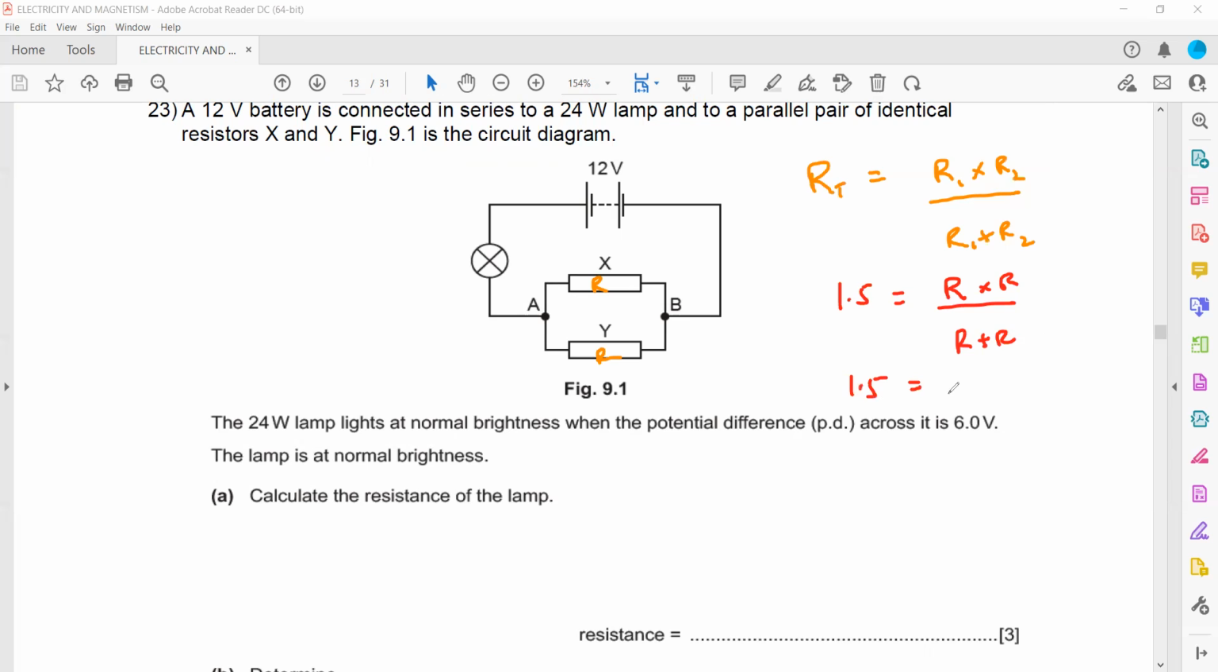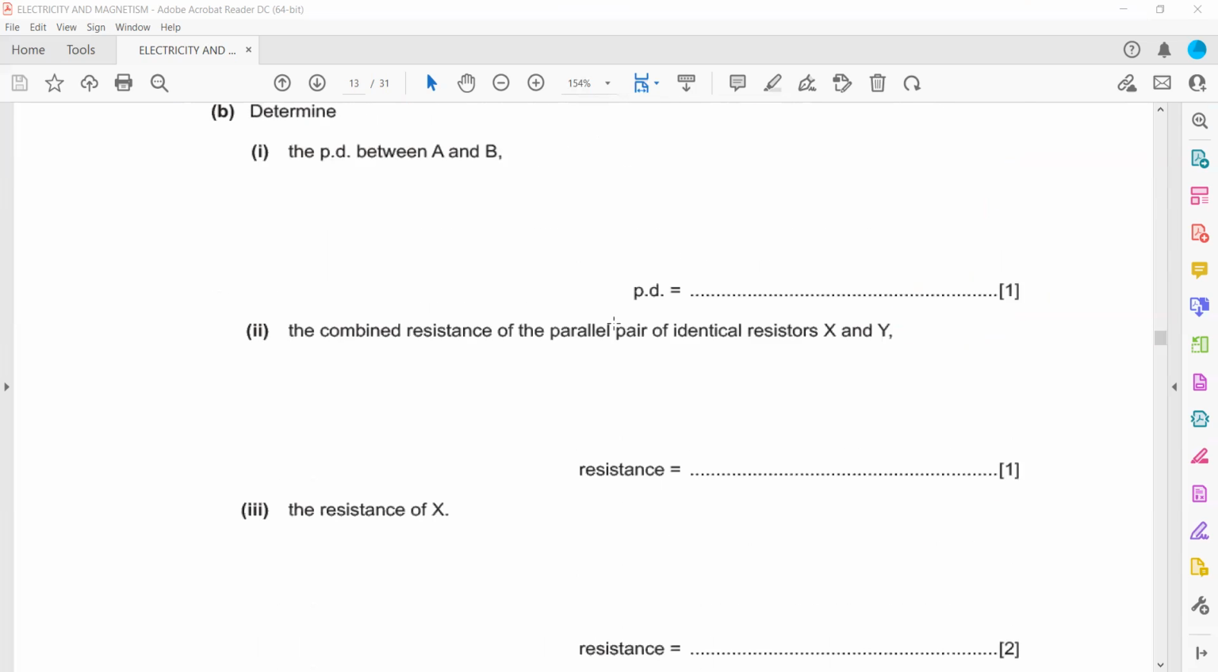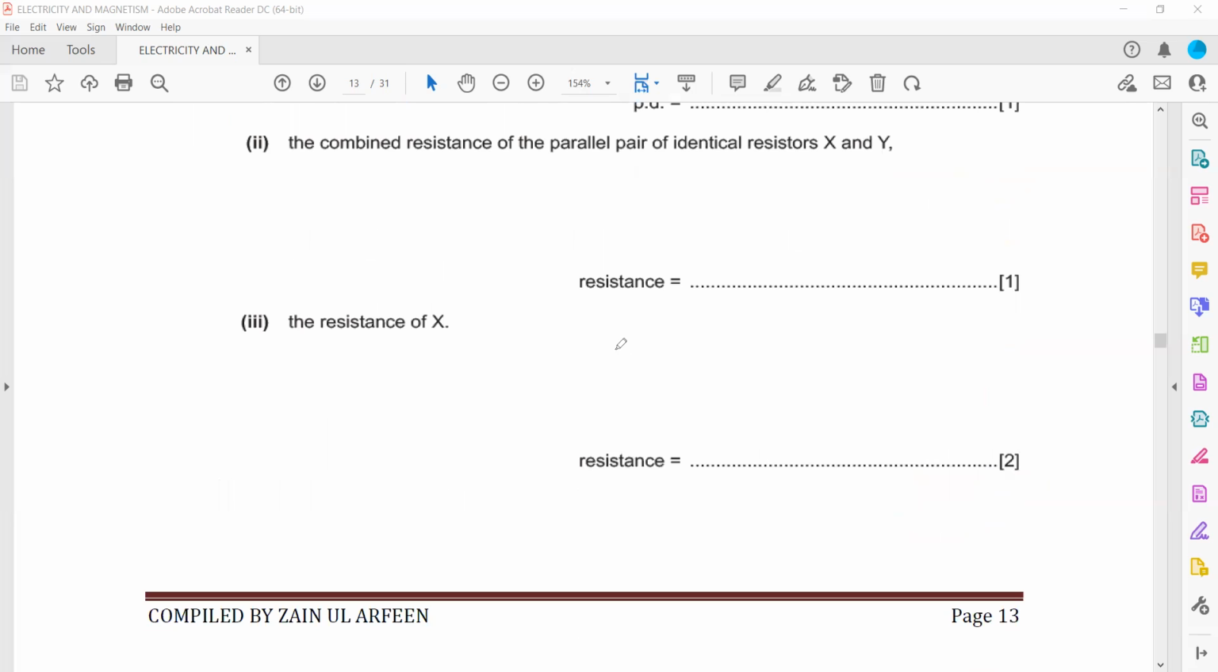So 1.5 equals R squared divided by 2R. R squared will cancel with R. The 2 is divided on one side, so on the other side it will be multiplied. So 1.5 times 2 gives the resistance of each individual resistor, which is 3 ohms. The answer here is that the resistance of X is actually 3 ohms.